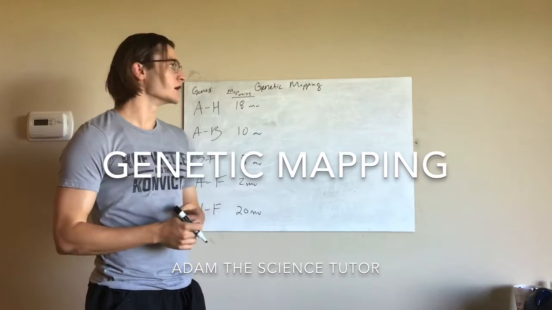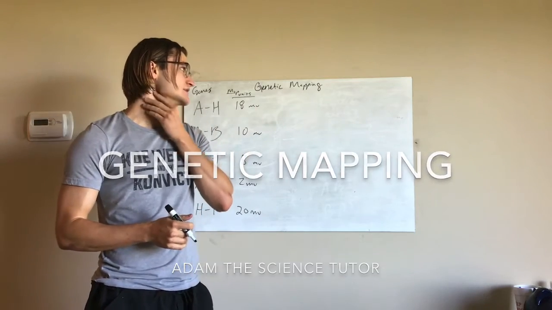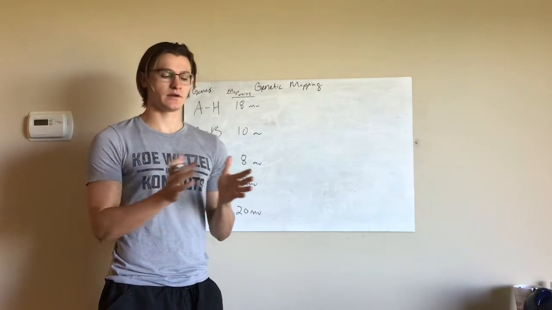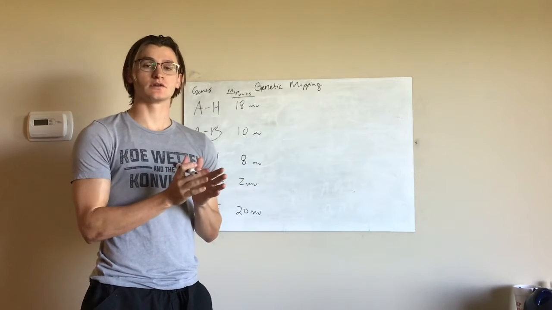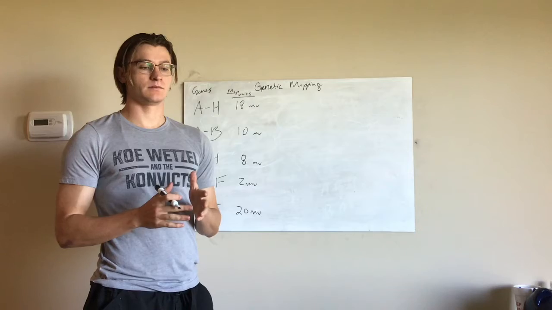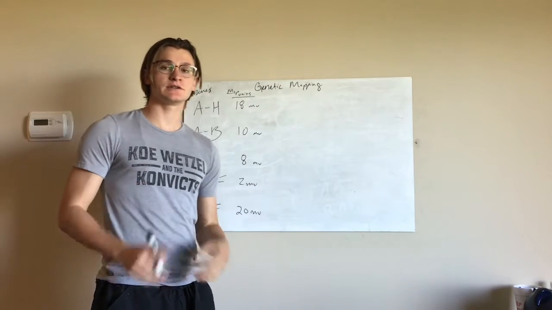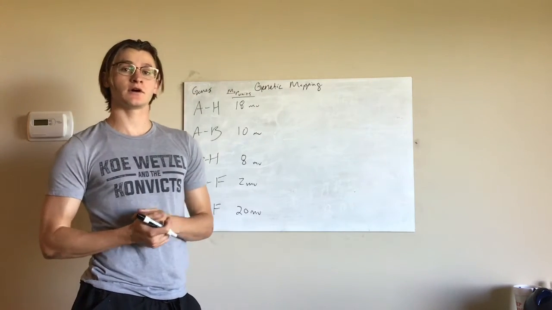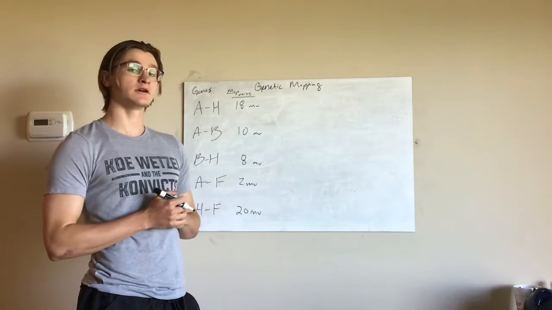Today we're going to be covering genetic mapping and why it's important. To start things off, it's important to realize that when genes are really close together, they're on the same chromosome, and it changes the recombinant frequencies. We're going to talk about that in another video. I'll put the link below.